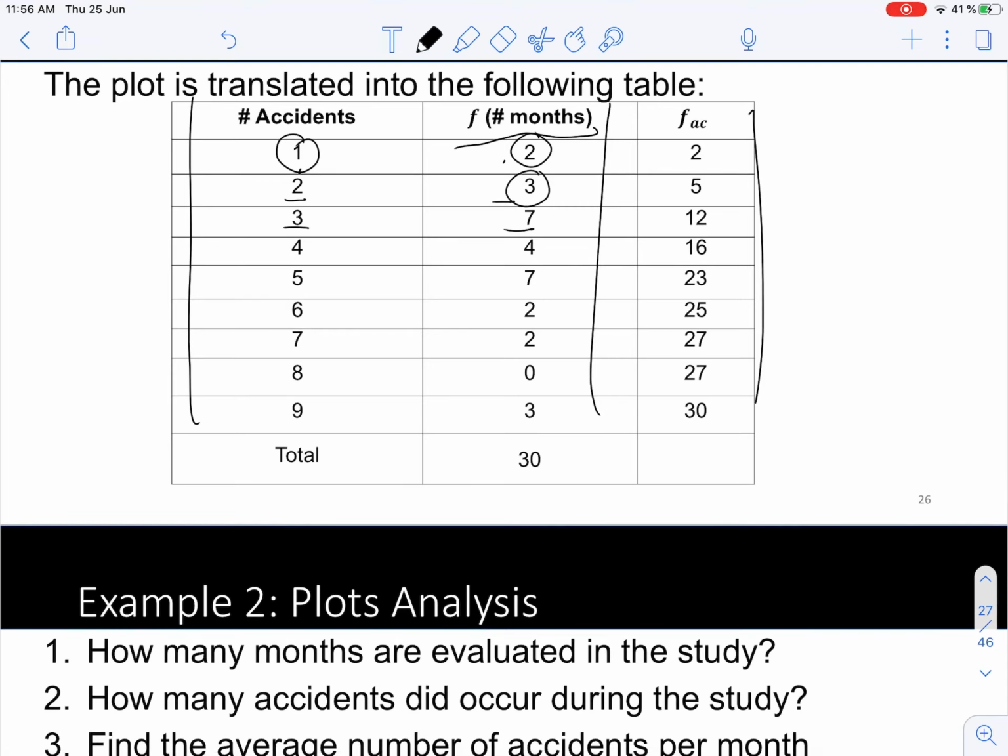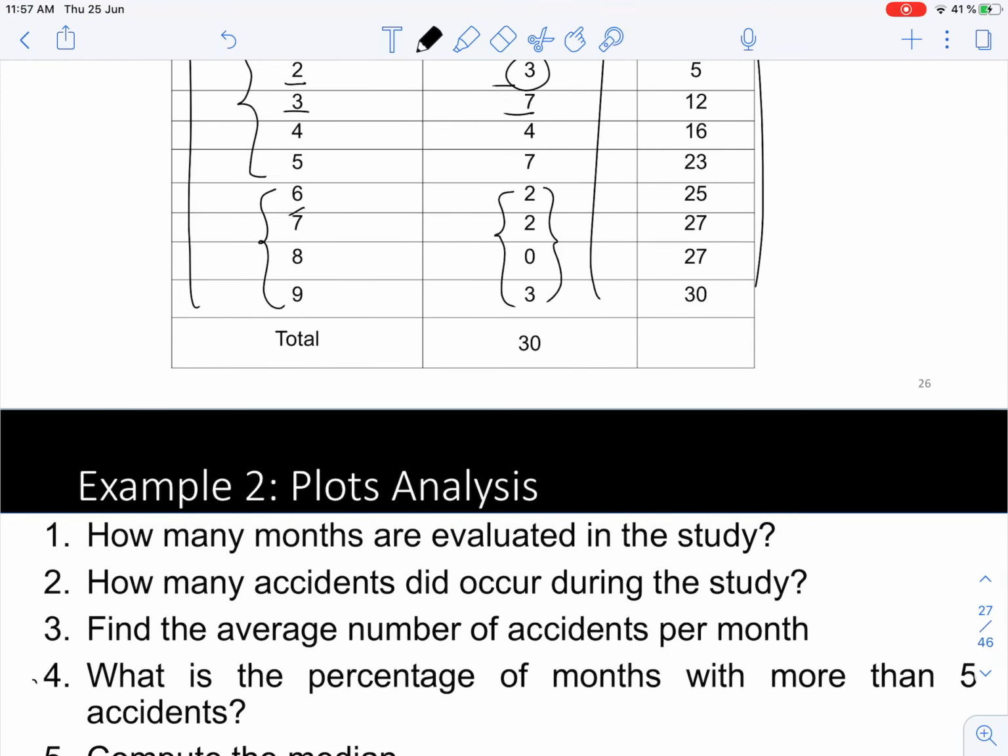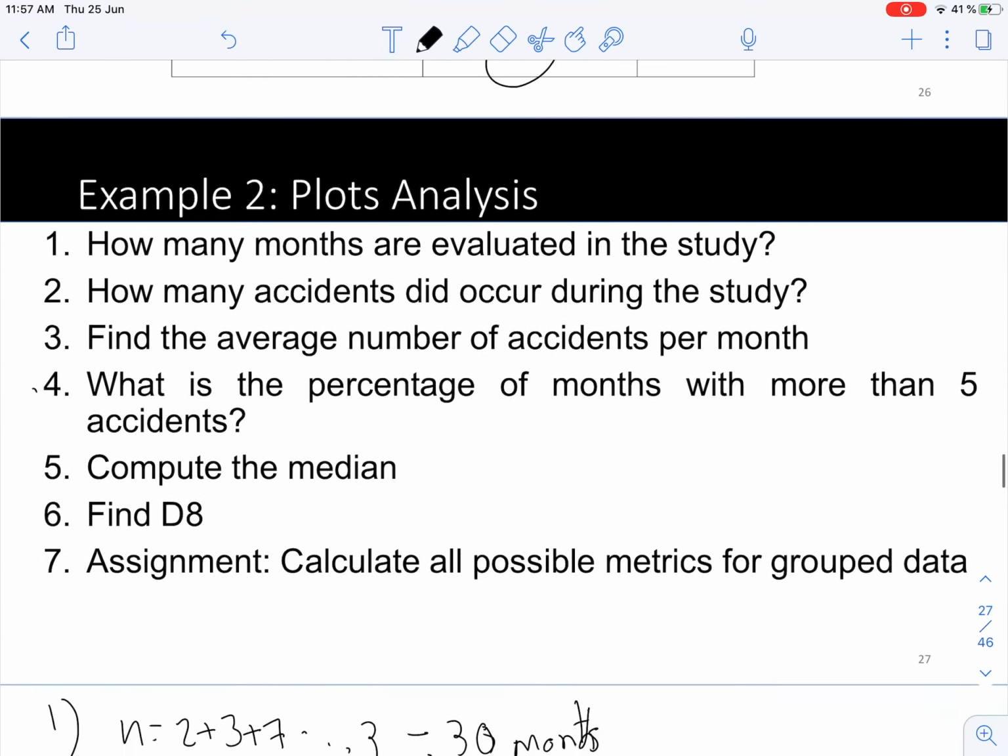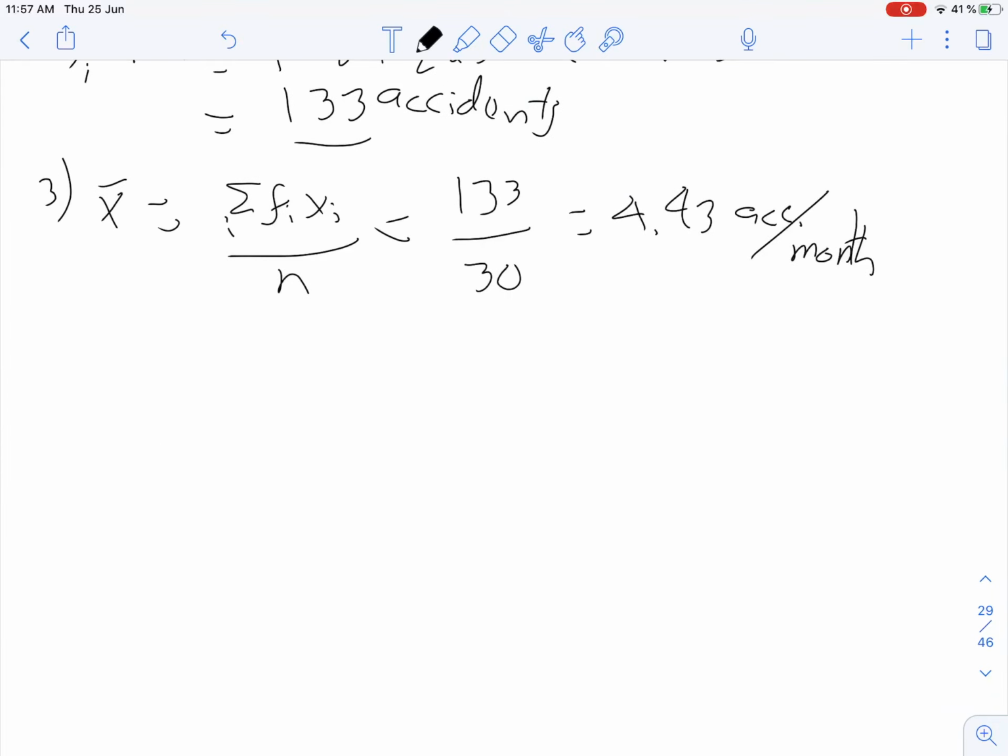So that's simple. We can check that using the table. In the first 5 classes, we have 1 accident, 2, 3, 4, up to 5, right? So the months with more than 5 will be in these classes, where our variable is recording 6 accidents, 7 accidents, 8 and 9. And here we have the frequencies. So we just need to add those frequencies and we can get a percentage. That's 2 plus 2 plus 0 plus 3 divided by the total number of months, which is 30. That's going to give us the percentage of months with more than 5 accidents.